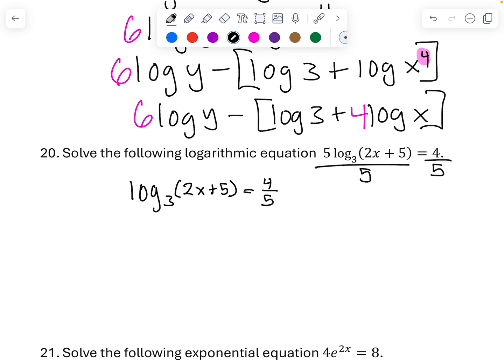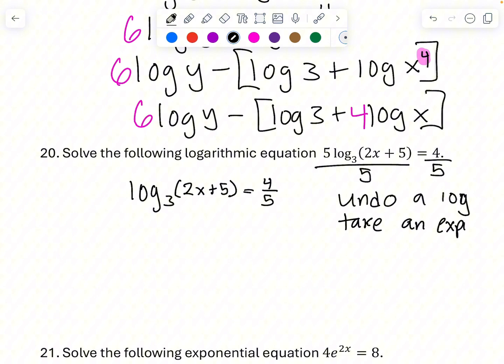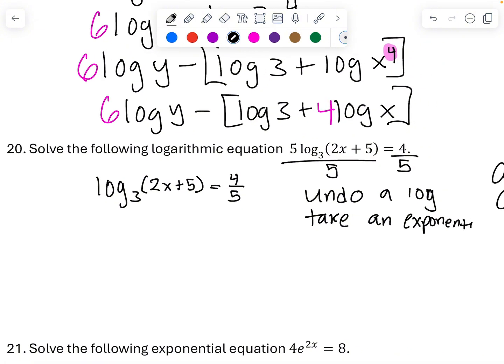Now, to undo a log, take an exponential. How I do that is I create a big base for an exponential that has the same base as my logarithm. So I'm going to write a big 3 because the base of my logarithm is a 3. If that was a 4, we'd have a big base of 4. If it was 112, we'd have a big base of 112. Because when I do that, my logarithm goes away, and that big base that I just added also goes away.